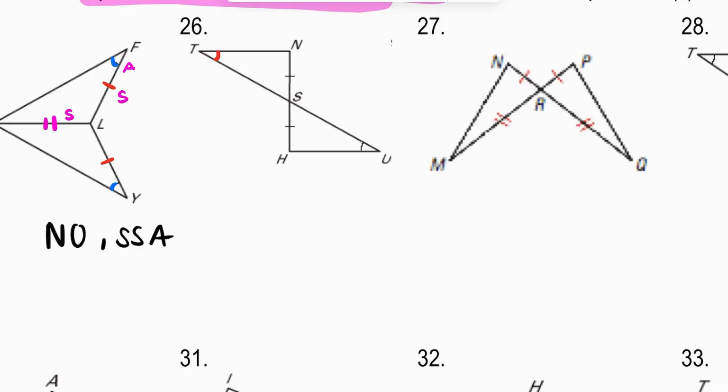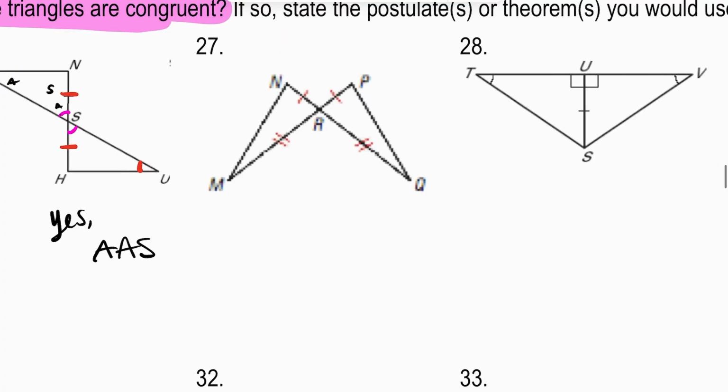26, we have a congruent angle, a congruent side. We would also have vertical angles. So we have angle, side. Oops, I did that backwards. So angle, angle, side. So yes, angle, angle, side. 27, we have congruent sides, congruent side, and again we have a vertical angle. So we would say we have a side, angle, side. So yes, side, angle, side.